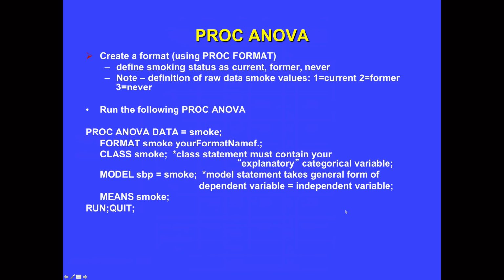So taking that example, let's jump into SAS in a moment and actually run an ANOVA on a data set with those actual values and see what our results are. To do that, let's create a format using proc format. Define your new format rules and label the formats as current, former, and never, such that 1 is set equal to current, 2 is set equal to former, and 3 is set equal to never.